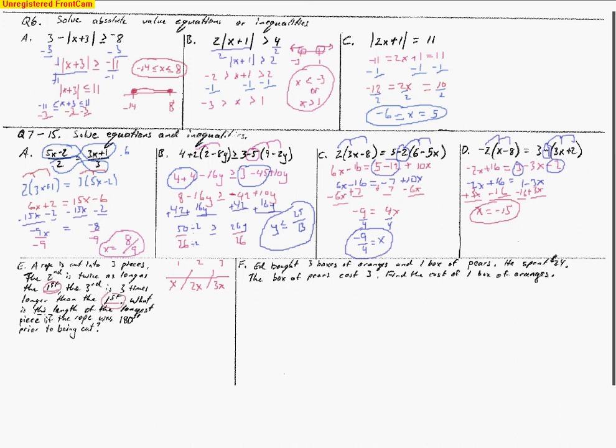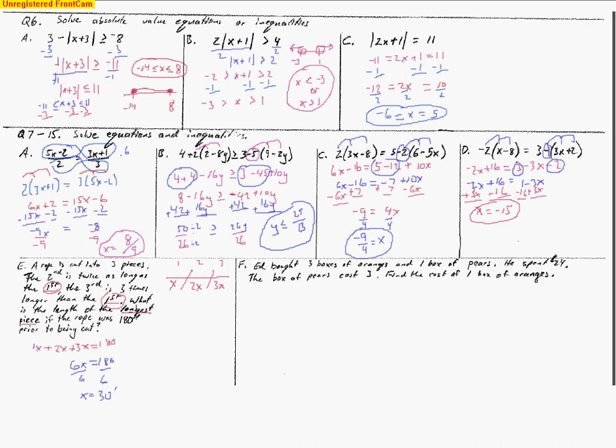So they want to know what is the length of the longest piece of rope that was originally 180 feet before being cut. So what we're going to do is do x plus 2x plus 3x equals 180. So we go ahead and solve for x by combining like terms. 1x and 2x plus 3x makes 6x equals 180. So we divide by 6. This gives us x. So x equals 30 feet.